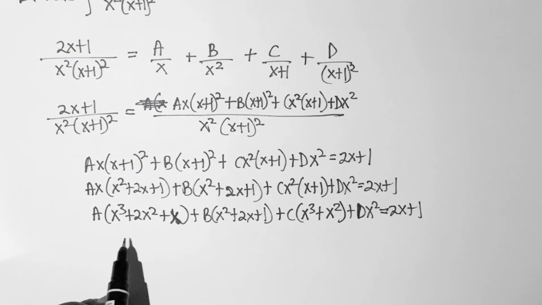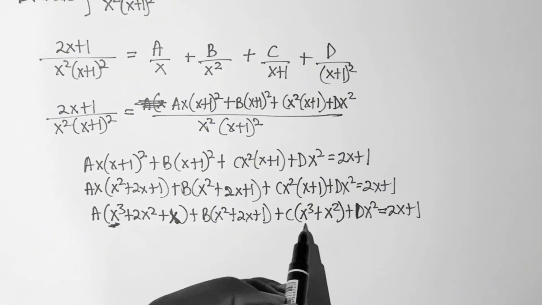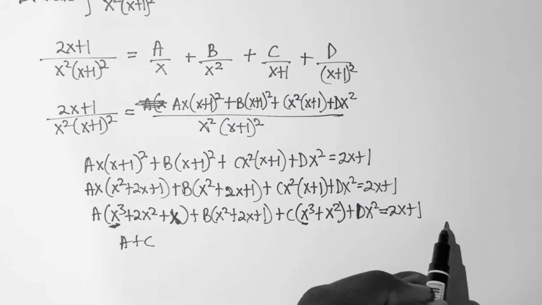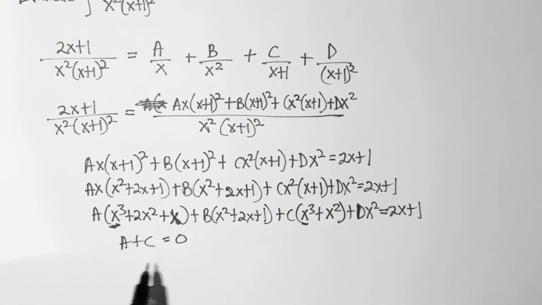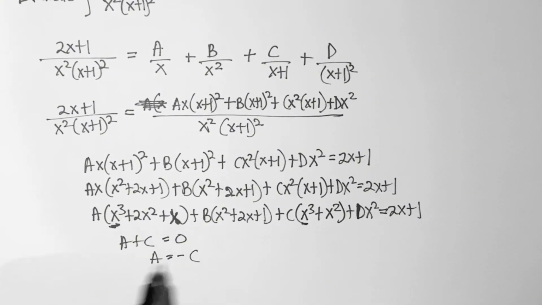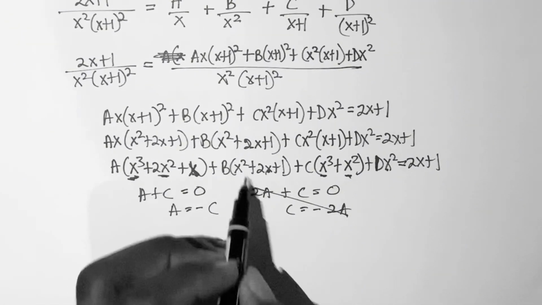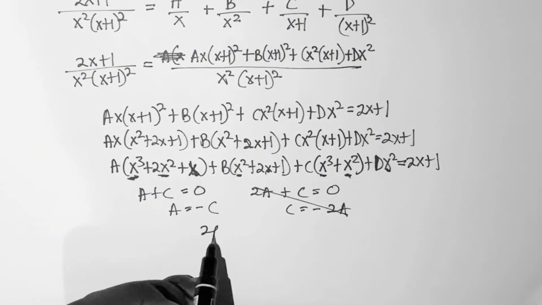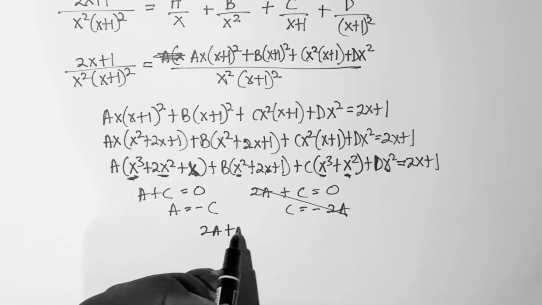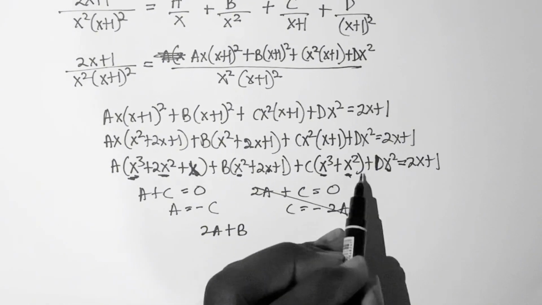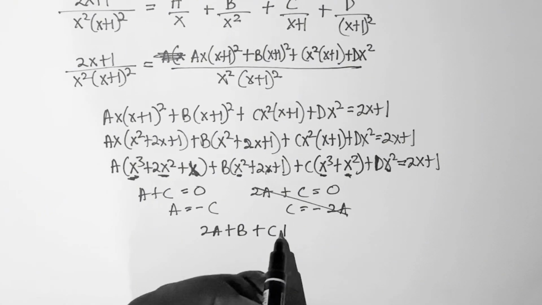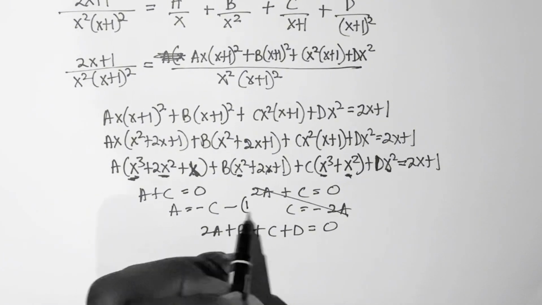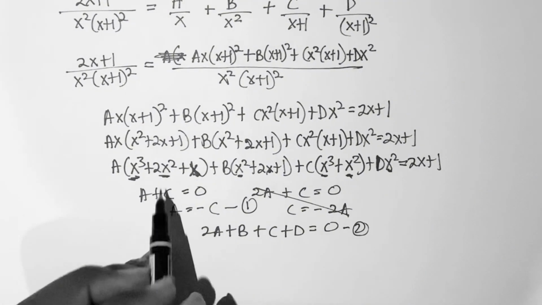Now, there's an x cubed term here, and there's also an x cubed term here. So it means that a plus c, since there's no x cubed term on the right, is equal to 0. And therefore, a is equal to minus c. There's an x squared term here, another one here, another here and another here. So it means that 2a plus b plus c plus d is equal to 0. Let's talk about the x terms. So this is equation 1 and this is equation 2.